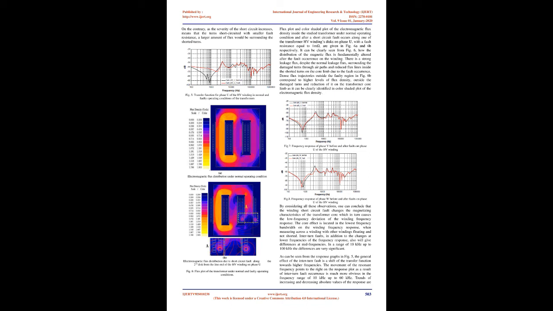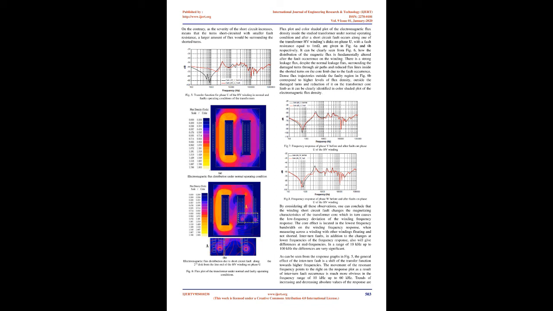When a short circuit occurs at a given turn, the voltage is forced to drop in it and consequently circulating current flows in the short-circuited turn, to limit the entering flux into the turn. Consider an ideal situation where a turn with null resistance is short-circuited by a null fault resistance. In this condition, the shorted turn would have a null voltage at its terminals and hence no flux would enter inside its contour. The larger the fault resistance, the larger is the flux entering inside the turn. On the contrary, as the severity of the short circuit increases, meaning the turns are short-circuited with smaller fault resistance, a larger amount of flux would be surrounding the shorted turns.